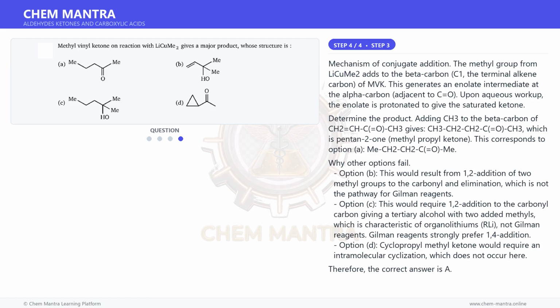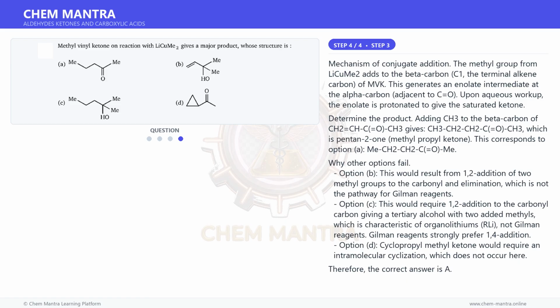Determine the product. Adding CH3 to the beta carbon of CH2=CH-C(=O)-CH3 gives CH3CH2CH2C(=O)CH3, which is pentan-2-one, methyl propyl ketone. This corresponds to option A. Me-CH2-CH2-C(=O)-Me.